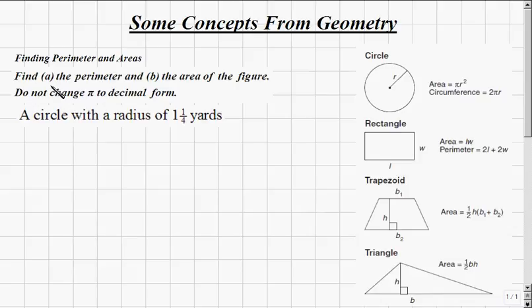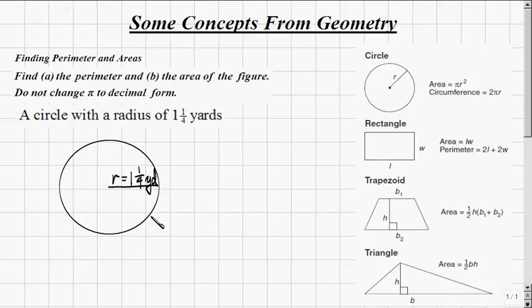Let's find the perimeter and the area for the figure, a circle with radius of 1 1/4 yards. In order to do this, let's draw a circle and label a radius of 1 1/4 yards in it. So we've drawn a circle here, and from the center to the side we'll label a radius r, and as we're given, we'll label it 1 1/4 yards.